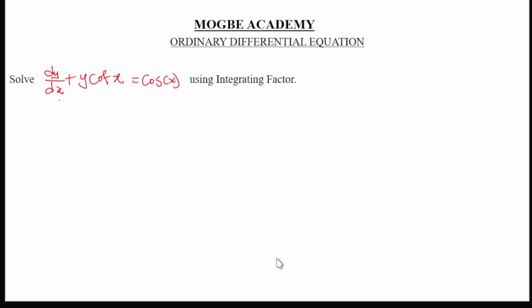So basically, we are given this parameter and we are asked to solve what we are given here. This is our question using the integrating factor. Now, the first thing you do is look at your question. What parameters are you seeing? We are seeing a trig function parameter.